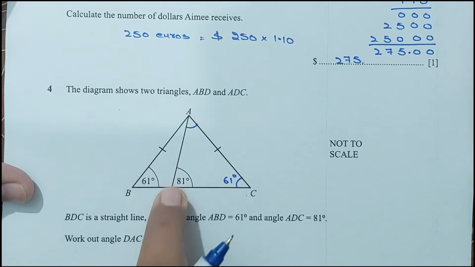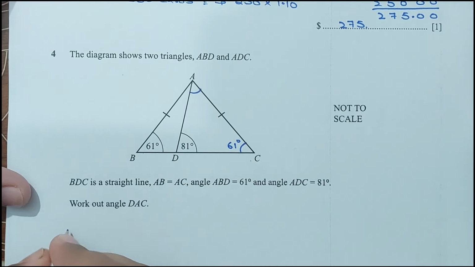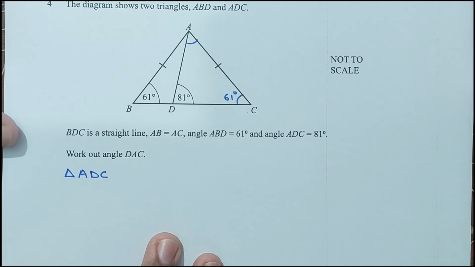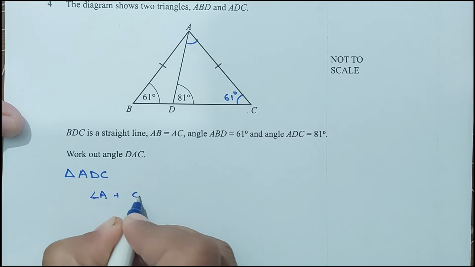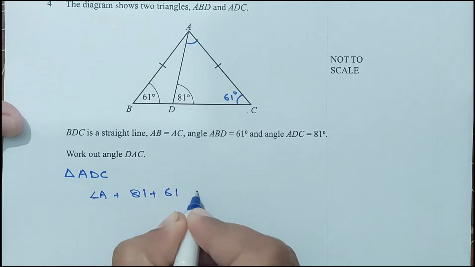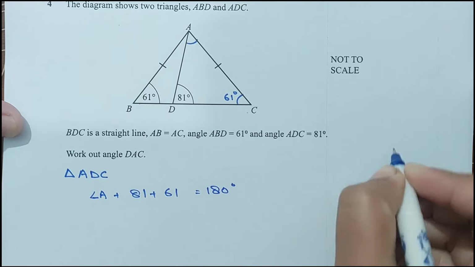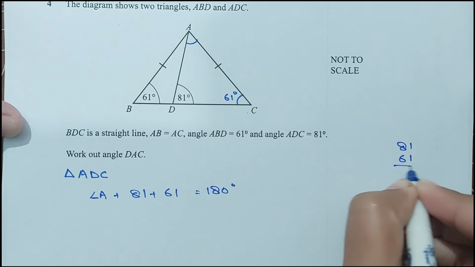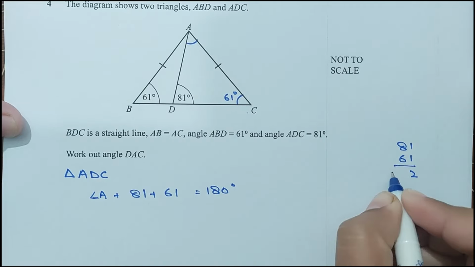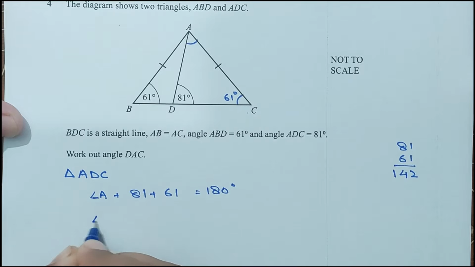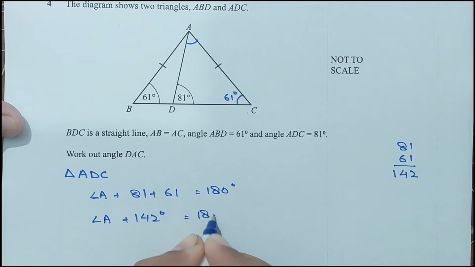Okay, that is pretty simple. Consider this triangle, triangle ADC. We have the 2 angles. We can easily find the third by using the fact that the sum of all angles of a triangle adds up to 180. So we can say angle A plus angle D is 81, angle C is 61, and their sum is 180 degrees. What is 81 plus 61? 1 plus 1 is 2, and 6 plus 8 is 14. So 142. Angle A plus 142 degrees is equal to 180 degrees.